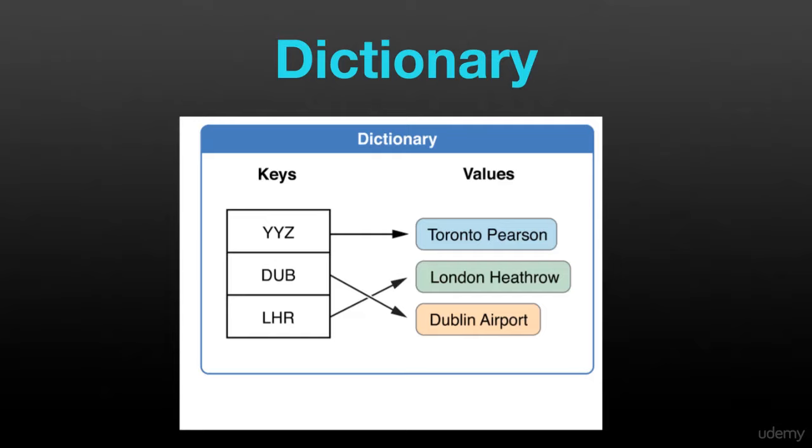As you can see here, in these examples, we have keys. As a column of keys, we have YYZ. You see this YYZ here points to Toronto Pearson, okay, as its value. And then we have DUB, which points to Dublin Airport. We have the LHR, which is London Heathrow, okay? So that's the key concept here about dictionaries. So just think of a key value pair association, which will allow us to store data. Okay, so let's go ahead and take a look at how to actually use dictionaries.